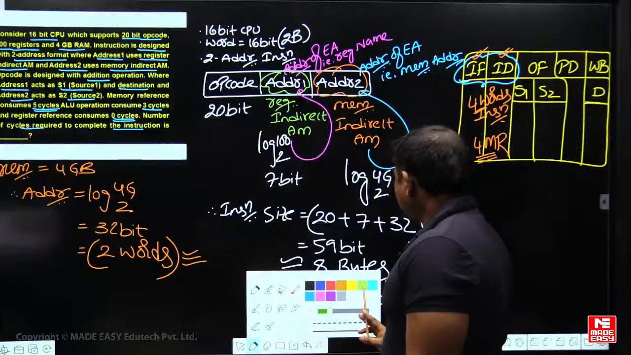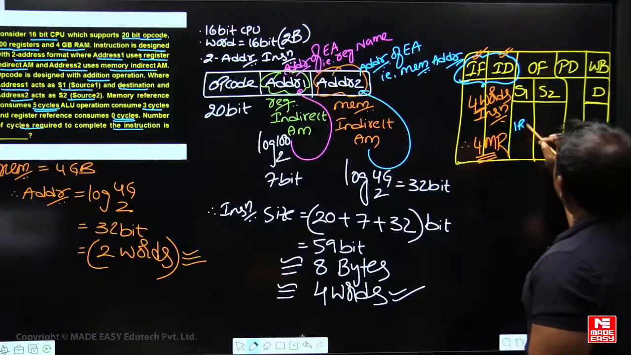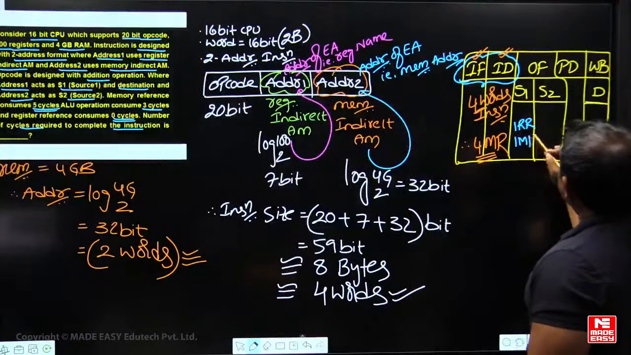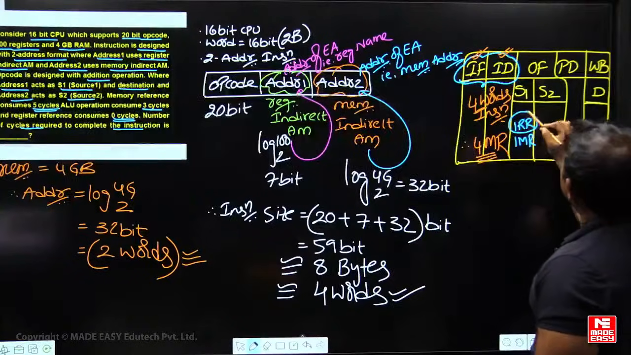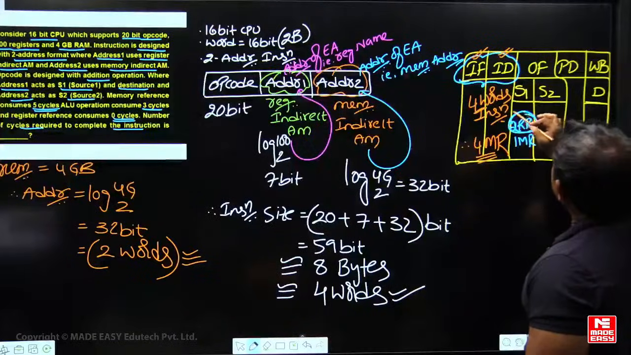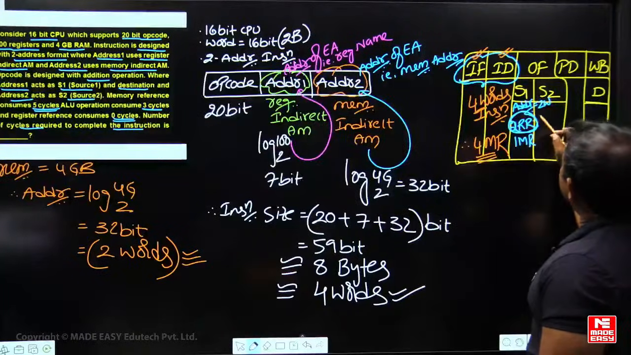After that, source 1 is register indirect. Therefore 1 RR. Okay. Later 1 MR. So this RR is the effective address. In place of 1 RR, you take 2 RR. Why 2 RR? Address is equal to 2 words. 2 words address present in the 2 registers. 2 RR.